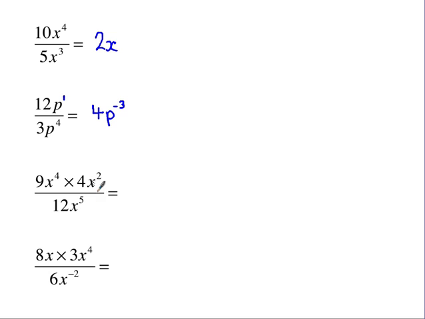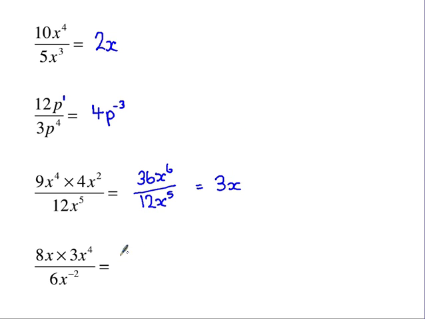These two questions are just combining everything that we've just done. So here we'll work out the top first. We've got 9 times 4 gives me 36. And then x to the power of 4 times x to the power of 2 will be x to the power of 6. On the bottom we've still got the 12x to the power of 5. Now we can cancel these two in front. 36 divided by 12 gives us 3. And x to the power of 6 divided by x to the power of 5, well 6 take away 5 is x to the power of 1, or just 3x.